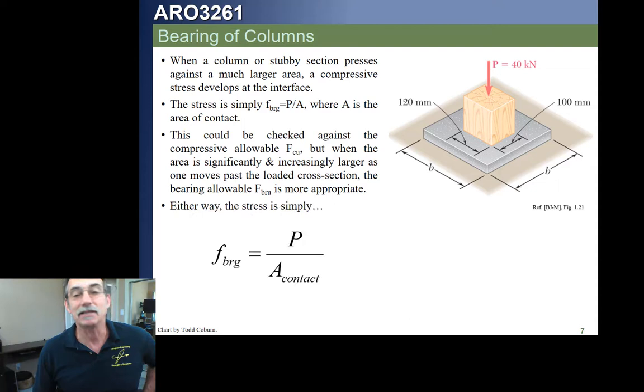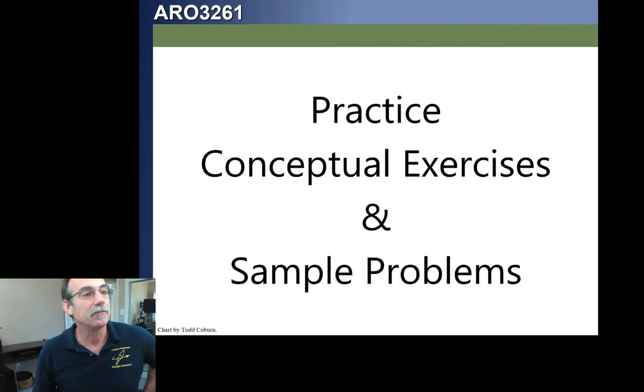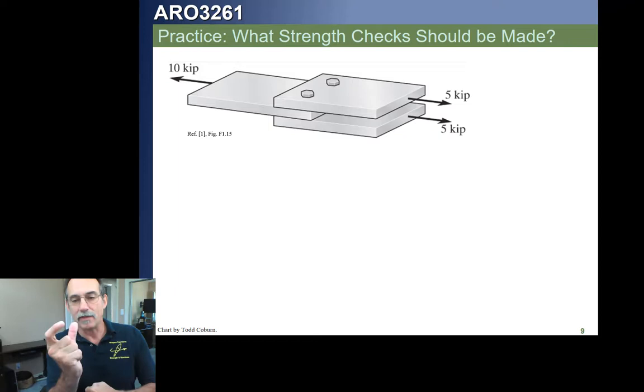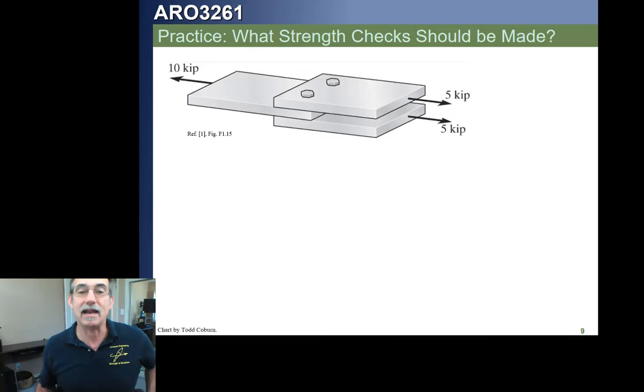Practice ideas. Here we go. What checks do we have to make here? First we're going to check net tension. We've got 10 kips in the leftmost plate. We can take the width of that plate minus the holes. There are two holes, so 2 times the diameter. So width minus 2 times the diameter, times T, is the net area. P over that net area gives us our net stress, checking against F T U.